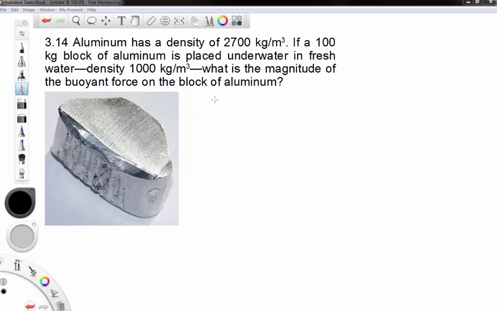All right, so we submerge our aluminum block. That means that the volume of the fluid displaced is equal to the volume of the block. Okay, the volume of the block is going to be given by the fact that we know the mass of the block. This would be m of object, or m of block, or we could say mass of aluminum, Al.